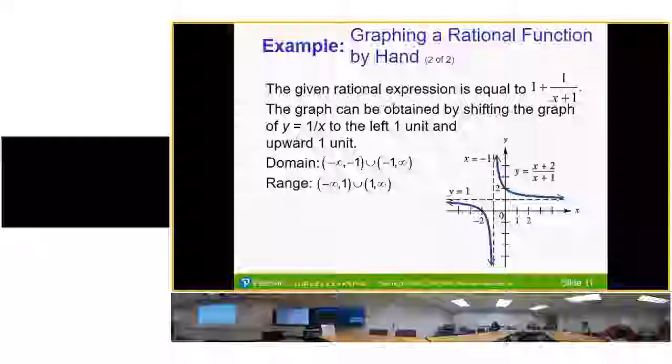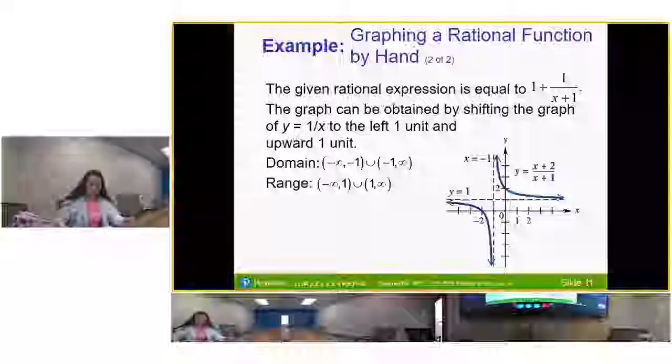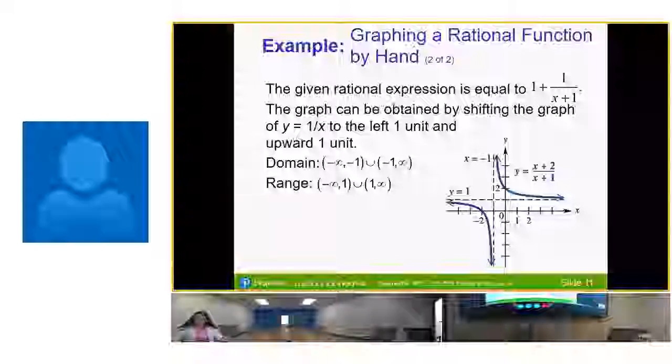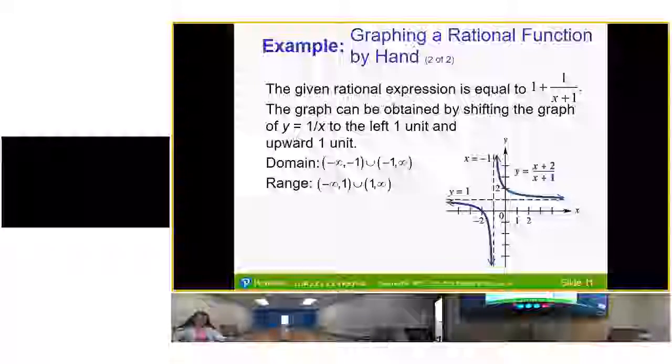So what's the vertical asymptote? Negative 1. What's the horizontal asymptote? 1. So it's got a vertical shift of 1 and a horizontal shift of negative 1. Look up top. After we divided it, we got 1 plus 1 over x plus 1. The 1 is attached to the x, so that's a horizontal shift of 1 to the left. And then you have a 1 not attached to the x, but attached to the whole function, and that's a vertical shift of 1 up.